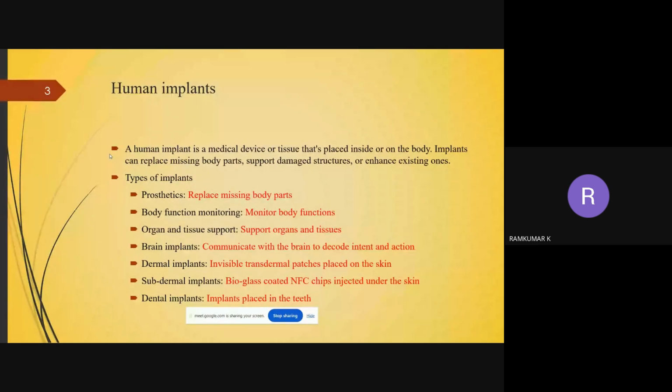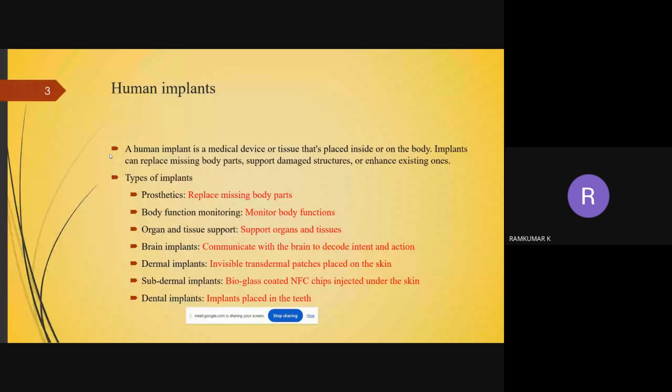So, first of all, we will discuss human implants. Human implants are medical devices or tissues placed inside or on the body. Implants can replace missing parts, or they can support structures, for example, supporting the bones or any parts of the body. The various types of implants: first, prosthetics. Prosthetics replace missing body parts, for example artificial limbs or prosthetic eyes and ears. Like that we can implant.